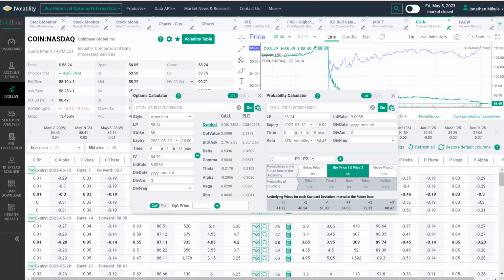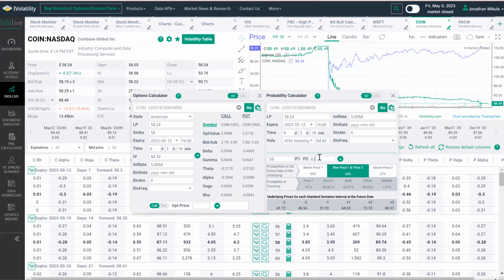Price 2, I always put higher than price 1, just on the off chance that maybe I should be structuring this trade as maybe a bull calendar spread or straddle. So I just like to see, hey, what if this thing could shoot higher? And I need to be paying attention to that. So I always put in a higher price for price 2. So you can see with Coinbase, the likelihood of the stock trading below 58 is 50%. Now, on the other hand, the likelihood of the stock trading above 62 is only 27%.